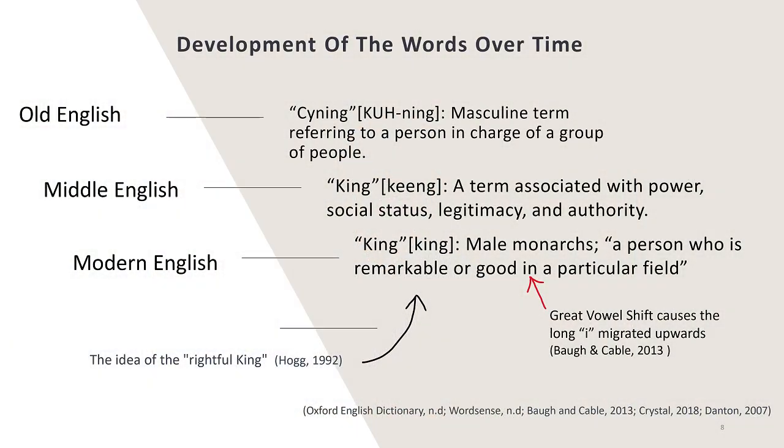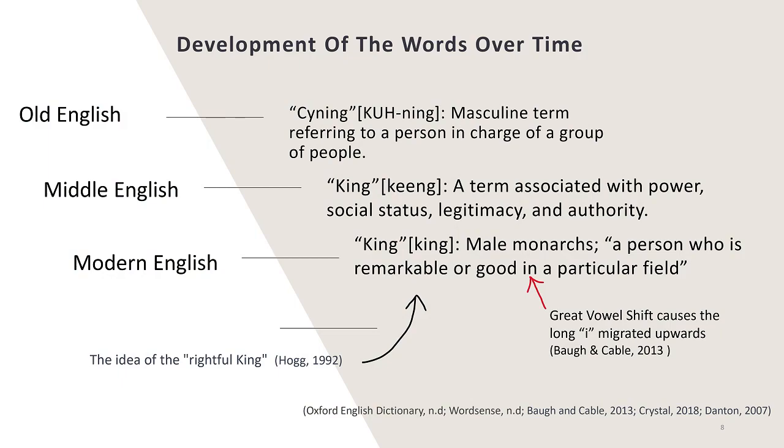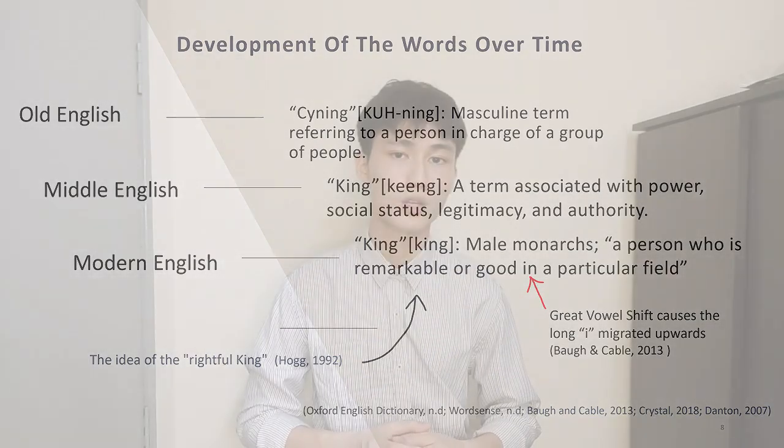The word king has undergone significant changes in spelling and pronunciation. In Old English, it was spelled as cyning and pronounced as kuning. In Middle English, the spelling changed to king due to the change in pronunciation. In Modern English, the spelling remained the same as Middle English, while the pronunciation comes with a shorter vowel sound. The evolution of the word king also includes changes in its definition.